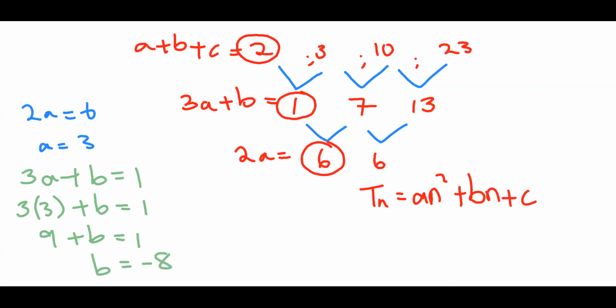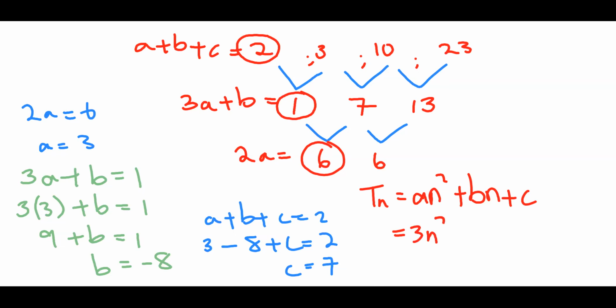Lastly, we have c. So a plus b plus c is equal to 2. a is 3, b is negative 8. You add that up and then you take it over. So it's negative 5. If you take it over, you add it to the 2, which gives us 7. And therefore, our answer is 3n squared minus 8n plus 7. Nicely done.